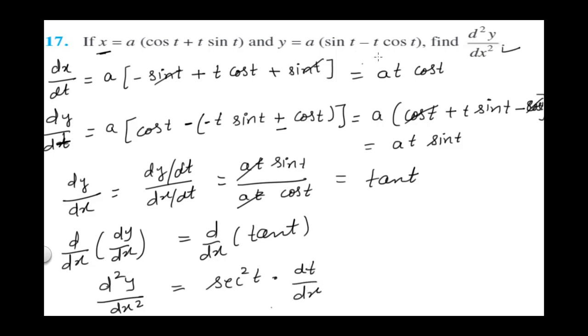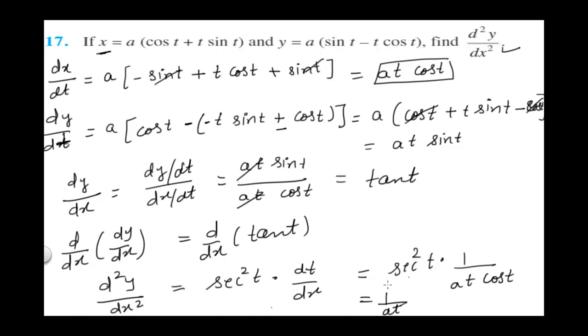Now you see carefully, dx by dt is a t into cos t, but we have dt by dx, that means we have to take its reciprocal and we will get the value of dt by dx. So secant square t into dt by dx can be written as 1 upon a t cos t, and we can write it as 1 upon a t into 1 upon cos t, secant t. Already secant square t is in the numerator, so we will get secant cube t divided by a t.